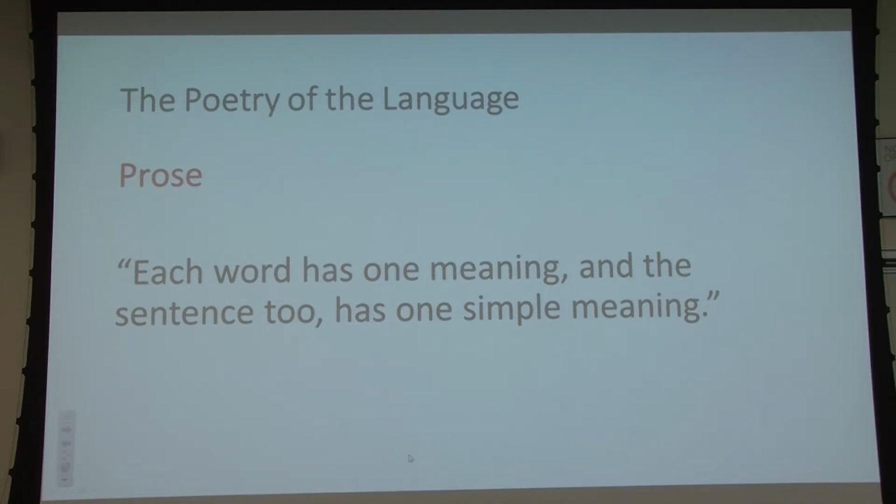So here's what Christopher Alexander says about prose. Each word has one meaning, and the sentence too has one simple meaning. Johnny got an 87, and that's below average. Right? What's that mean? I don't know. It means he's below average, but it doesn't explain anything. Okay? That's the difference I'm talking about.